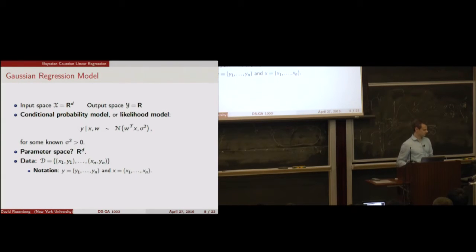So we have some data. We're going to use some notation that's convenient here. We're going to use y without a subscript to mean the vector of all the y's, and x without a subscript to be the vector of all the x's. D would be the set of the pairs.